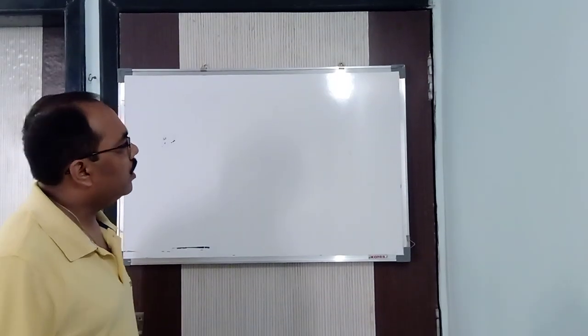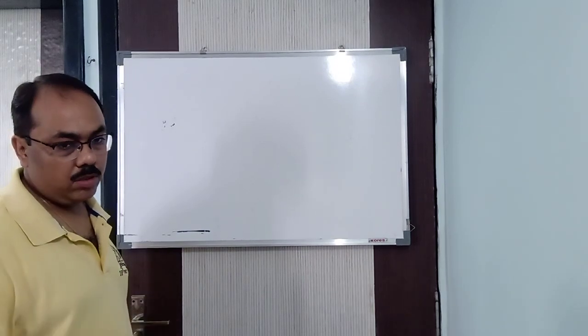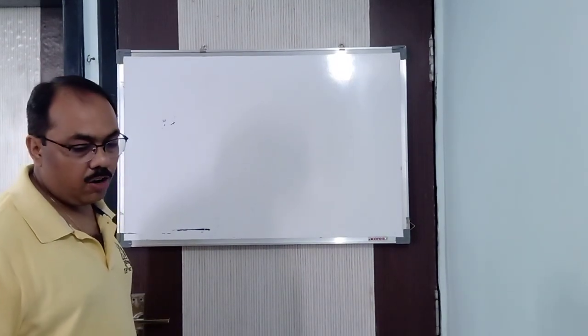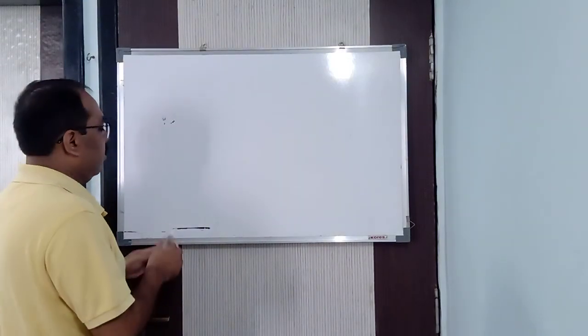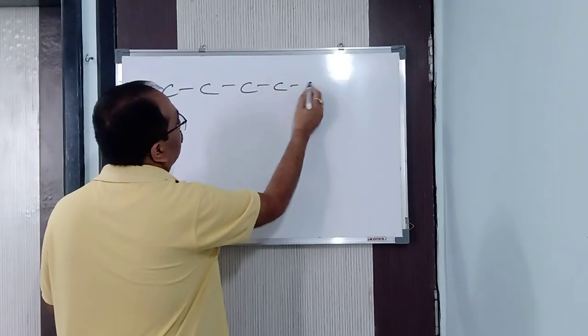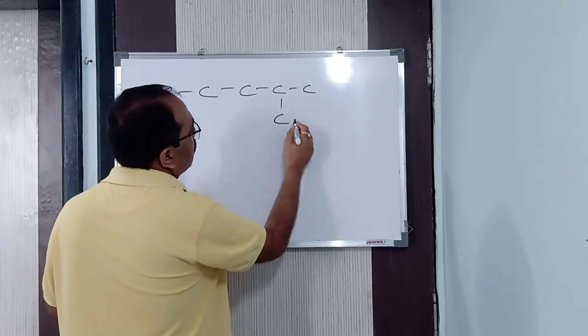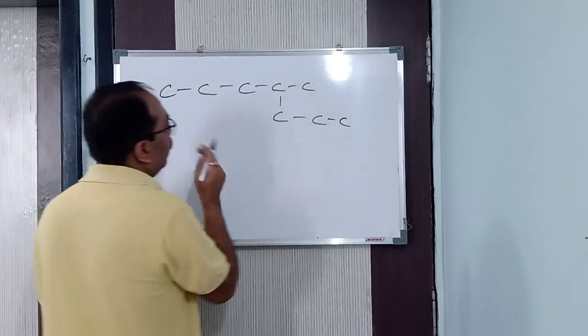Next, we are having a double bond or triple bond in the compound. Then what should we do? How are you going to write the IUPAC name? First, let us see the double bond, if at all it is present. Let us say we are having this particular compound.